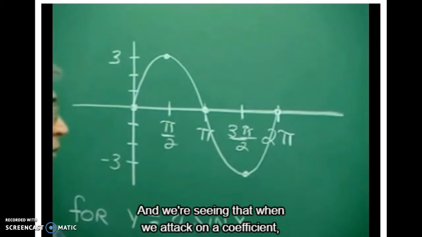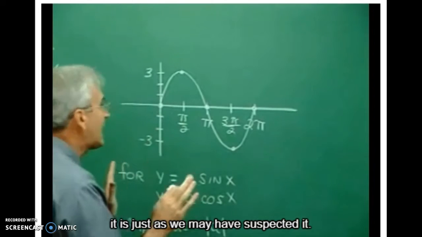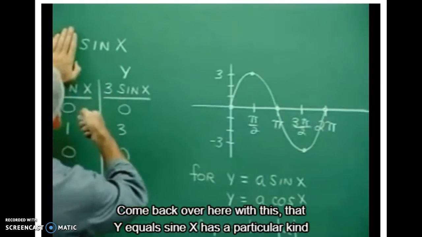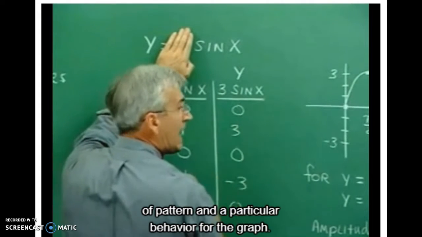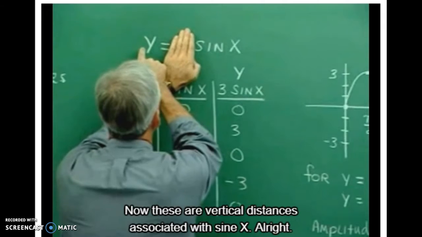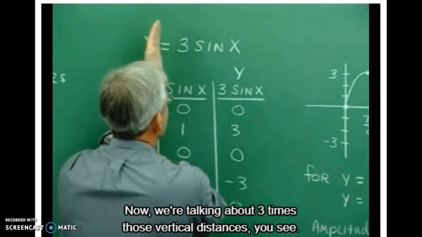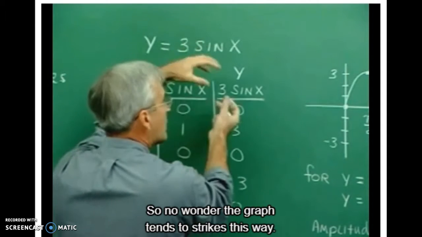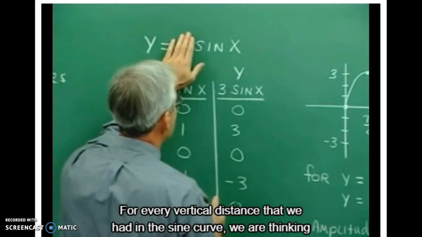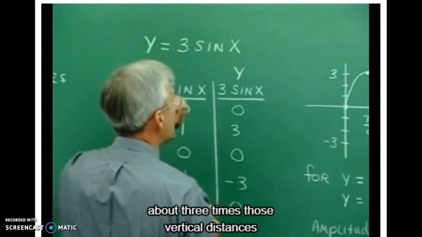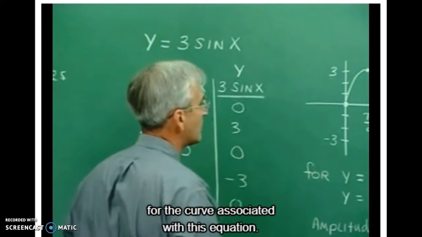And we're seeing that when we tack on a coefficient, just as we may have suspected, y equals sine x has a particular kind of pattern, a particular behavior for the graph. Now, these are vertical distances associated with sine x. Now we're talking about 3 times those vertical distances. So no wonder the graph tends to stretch this way. For every vertical distance that we had in the sine curve, we are thinking about 3 times those vertical distances for the curve associated with this equation.